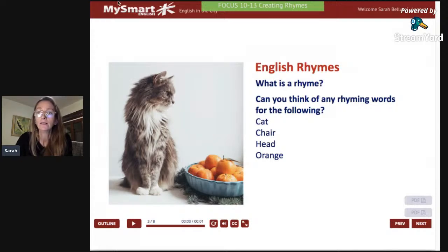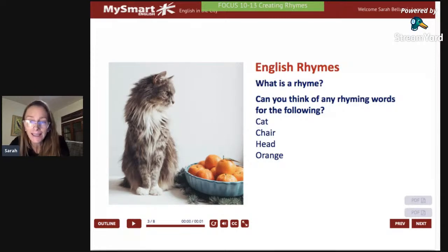So bear with me. This one here, cat. Okay, that's an easy one to start with. Cat. What words rhyme with cat? Now, just a quick note on pronunciation. This word we pronounce cat, not cut, which I have heard a few people say. Okay, it's cat with a nice wide a sound.